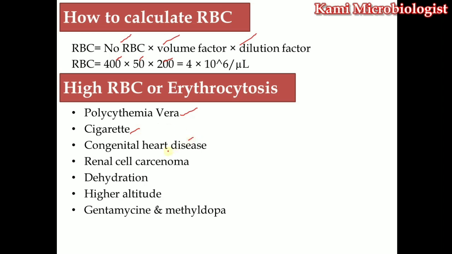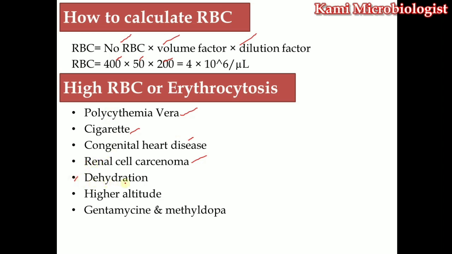Then we have congenital heart disease, which is mostly present from birth. Due to this, the heart does not pump the blood properly, and the RBCs increase in number. Renal cell carcinoma is actually a kidney disease, and we know the kidney secretes erythropoietin. If there is a high amount of erythropoietin, we have high RBC production.